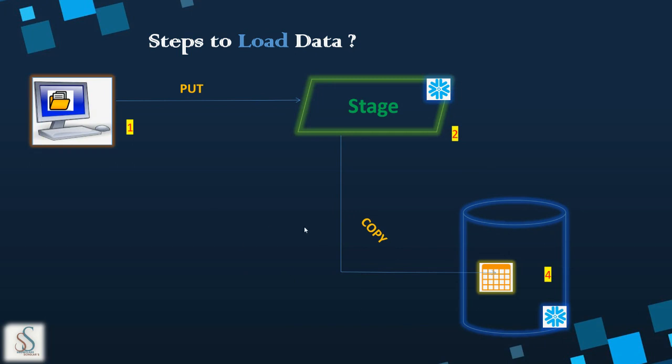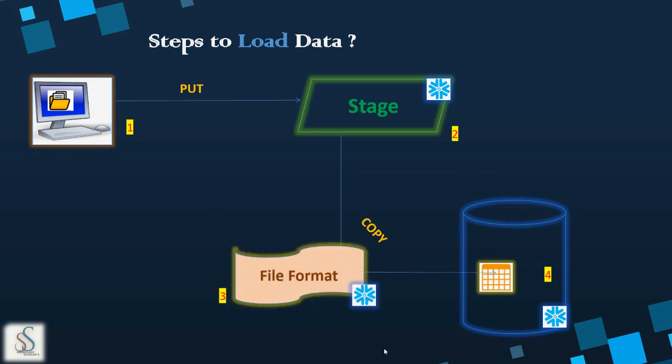This is not sufficient for Snowflake. It needs a file format which explains what kind of file we are using to load it, either CSV, JSON, Avro or Parquet. We have to explain to Snowflake what kind of file it is using the file format. If it is a CSV file, then what is the field delimiter? What is the record delimiter?